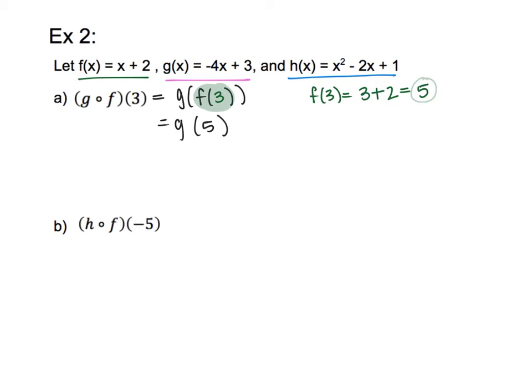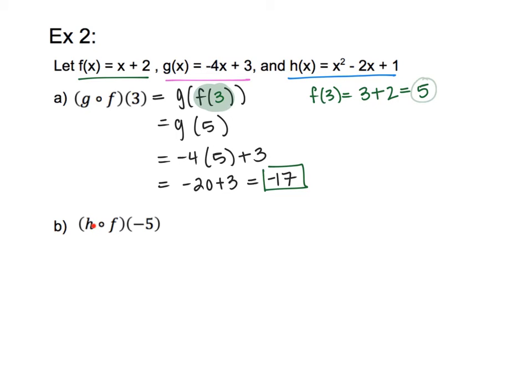And then from here, I need to ask myself, what is g of 5? Well, first you have to go to g, and in this case, you have to plug in 5 wherever you see an x. So there's an x right here, so I have to plug this 5 in for that x, and then work it out. So negative 4 times 5 plus 3. If I work this out, I get negative 20 plus 3, which is negative 17. So it looks like negative 17 is my final answer.